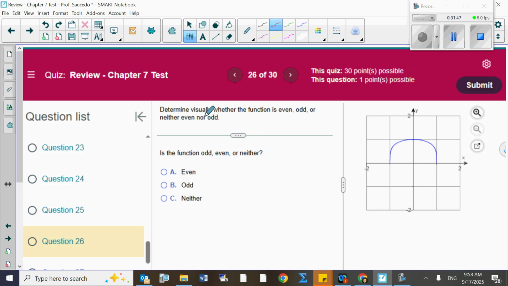Okay, next we want to know if this function is even or odd. Well, as you see, any point on the right side has the mirror on the left side. So this is symmetry to the y-axis, and that means it's an even function.